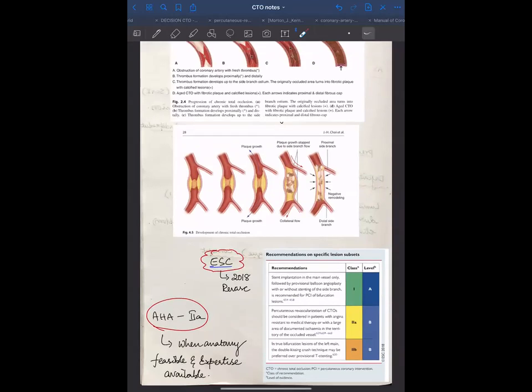You can put an IVUS catheter on the side branch if it is close, to look at the main vessel remodeling you want. No, but that's mainly for entry, Varun. You can't see the remodeling. I'll come to that. Yeah.